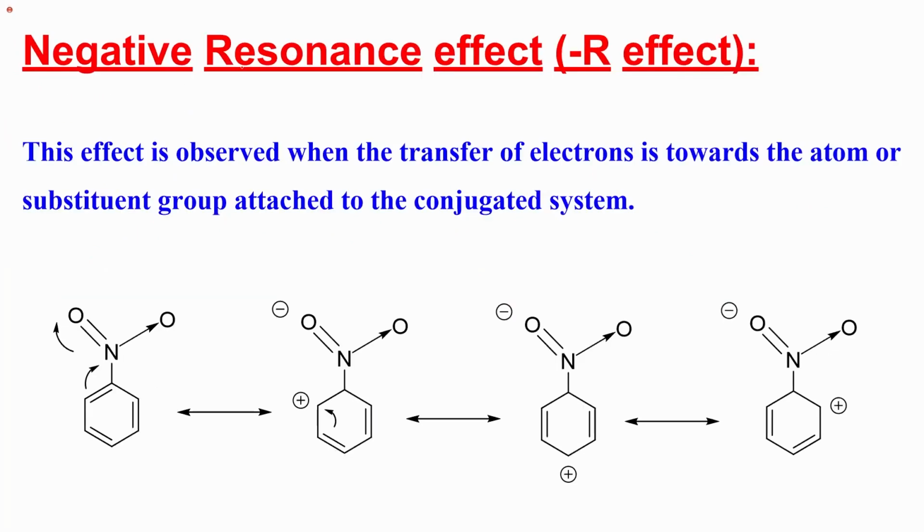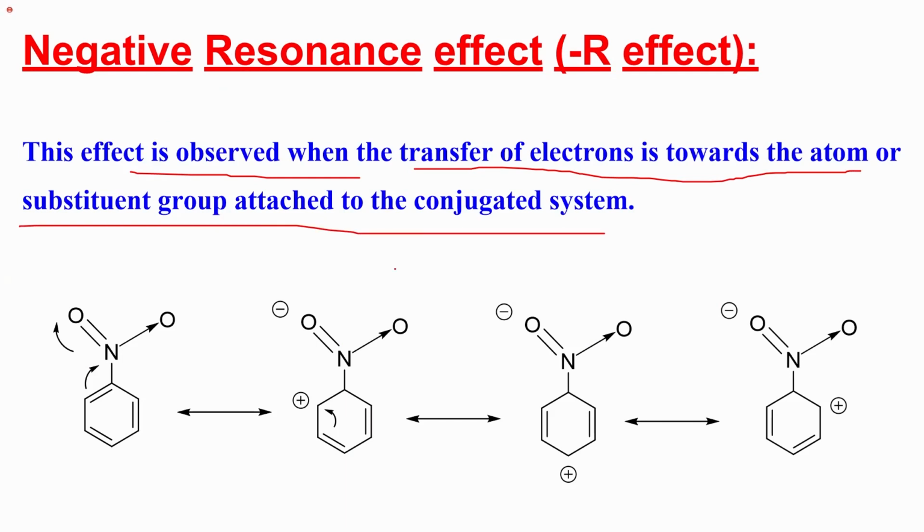But here, the negative R effect is what? The effect is observed when the transfer of electron is towards the atom or substituent group attached to the conjugated system. That means any electron withdrawing group is present. We know that an electron withdrawing group attracts electrons towards itself. In the same way, if any electron withdrawing group is present on the aromatic system, and the electron transfers towards the atom or substituent group attached to the conjugated system, whether it is a benzene ring or non-benzene system, there will be some resonance effect. So now we'll discuss this part.